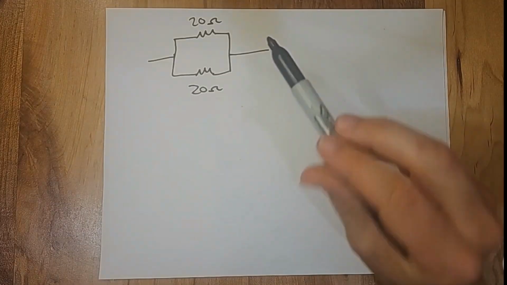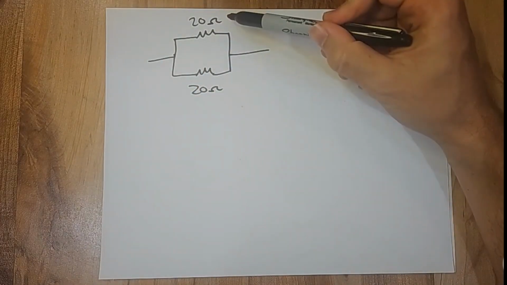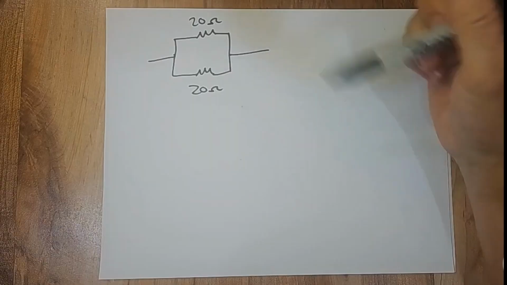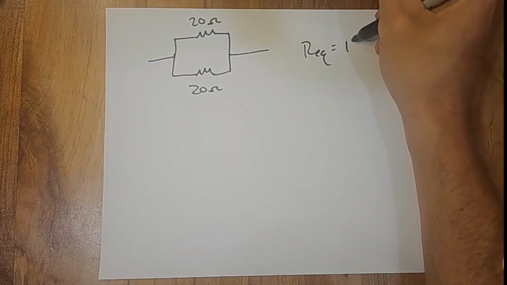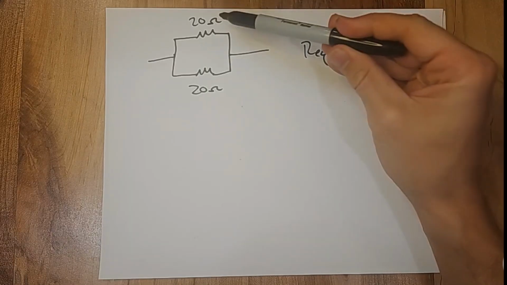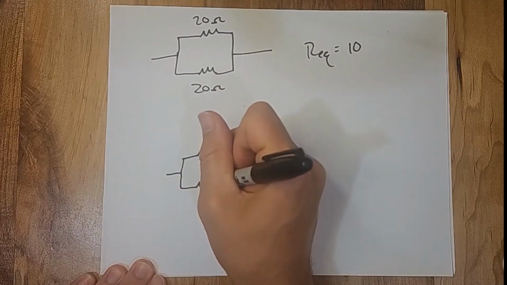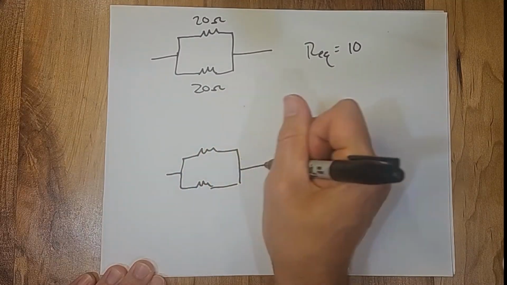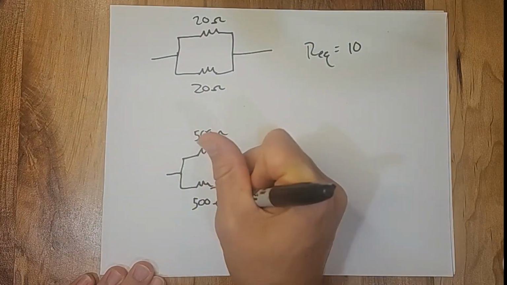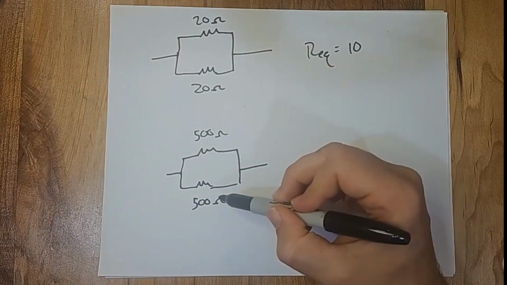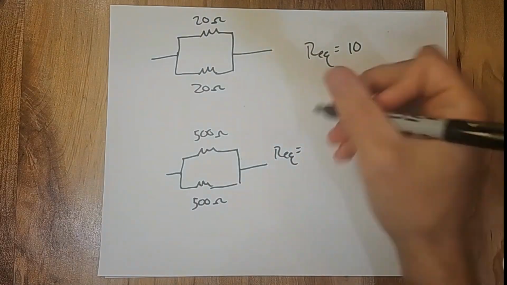Another really important concept I want to point out with these parallel resistors, just to make things quick and easy: if you have two resistors that are parallel and they're equal to each other, divide them by 2, and you have the equivalent of that value. So here we have 20 and 20. 20 divided by 2 is 10. We could have 500 and 500 ohms, and of course then our equivalent will be, any guess? 250.